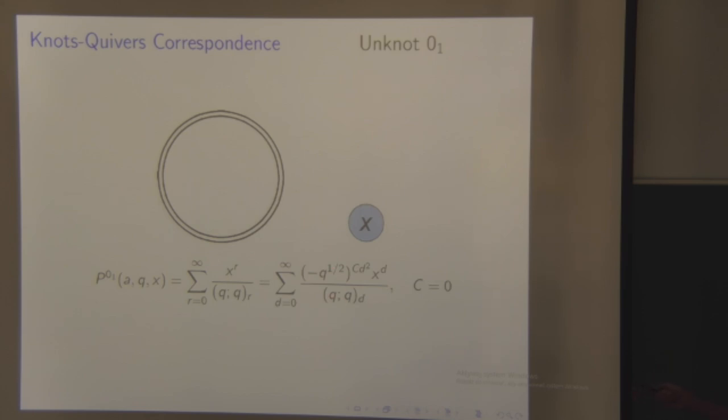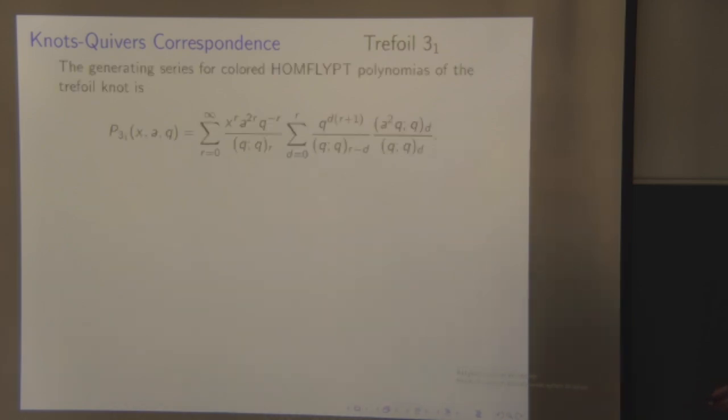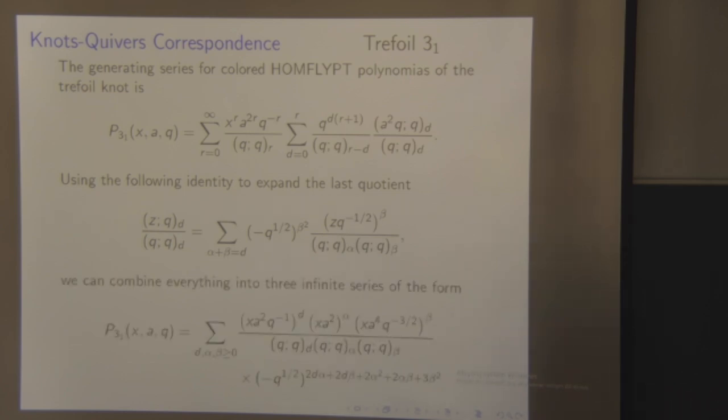Essentially, the generating series is completely trivial. So then the generating series for the colored HOMFLY-PT polynomials of the trefoil knot, as Pietro already showed you, so he got ahead of me on this example, has this form, and you can rewrite this quotient of q-Pochhammer symbols using this simple identity. This, in other words, is also a q-binomial identity, so nothing fancy going on.